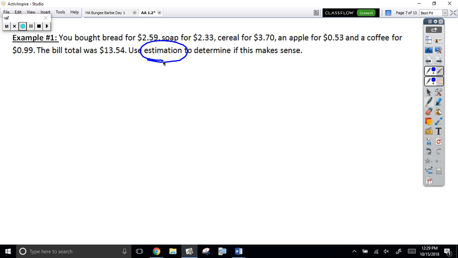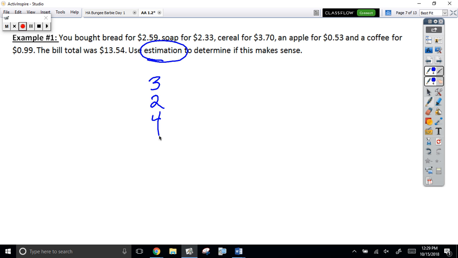So for $2.59 for bread, some of you might make that $2.59, some of you might round down to $2.50, some of you might round up to $3. Doesn't matter, whatever you want to do. I'm going to do basically all dollars, I think. So for the $2.33, I'd round that down to $2. $3.70, I'll round that up to $4.